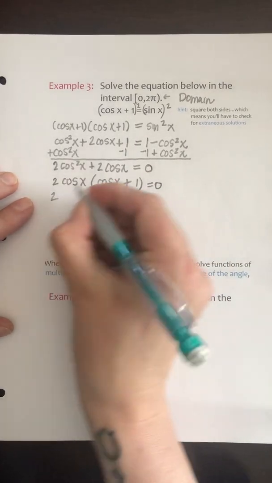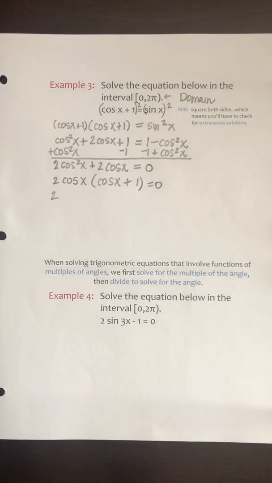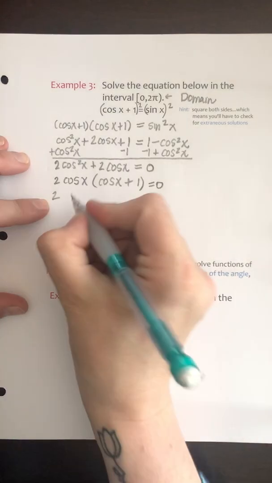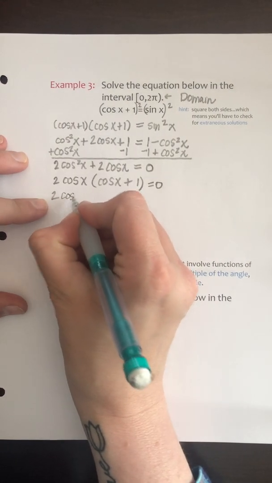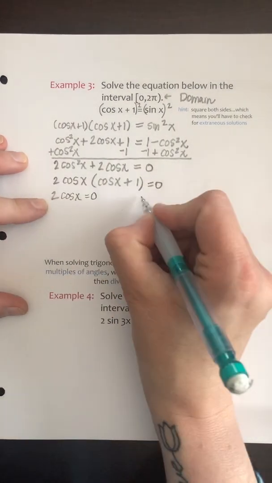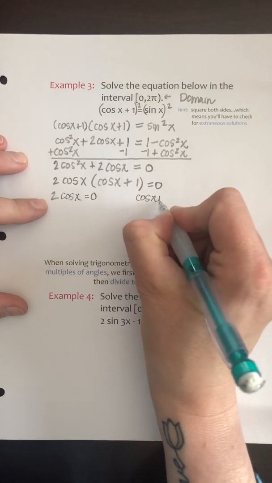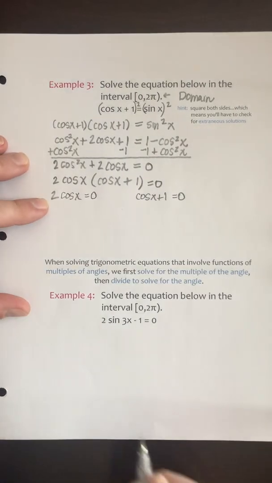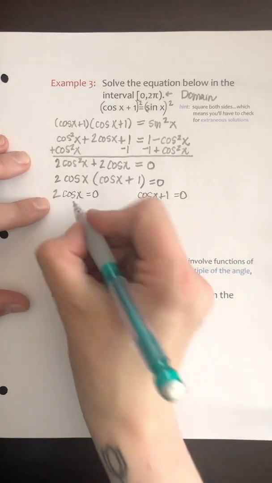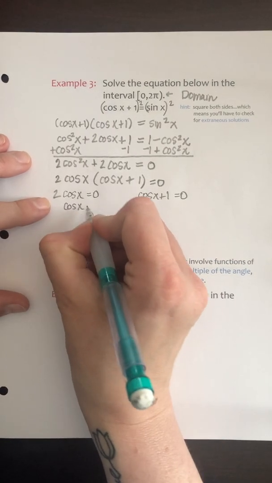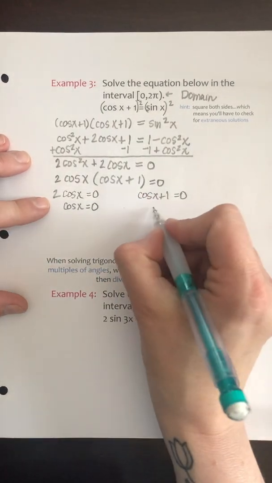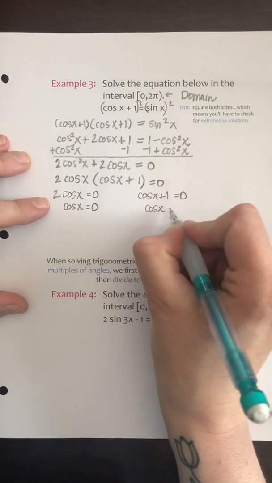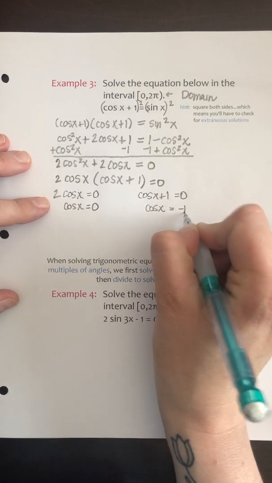So now I can take, oh, my pencil's doing something funny. Hold on. Lead issues. All right, so I have 2 cosine x equals 0, and I have cosine x plus 1 equals 0. So over here, I would divide both sides by 2, which would give me cosine x equals 0. Over here, I would subtract 1, and I would get cosine x equals negative 1.